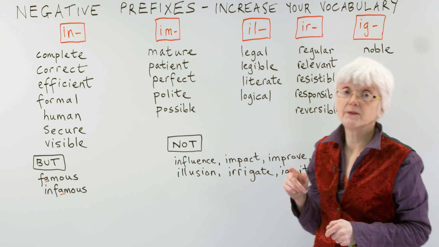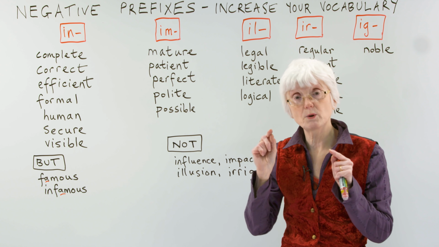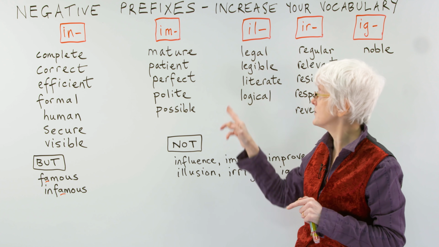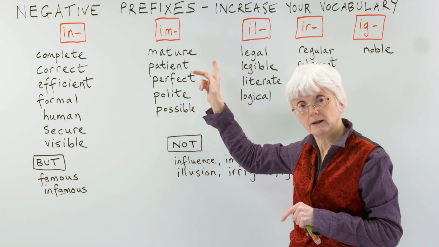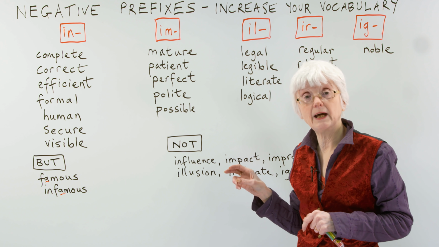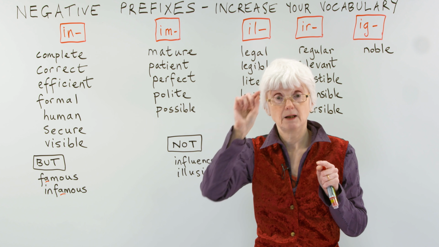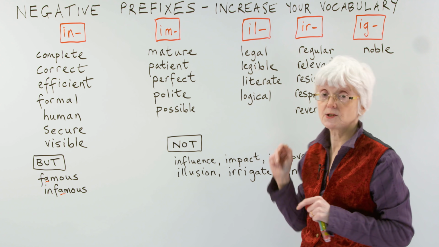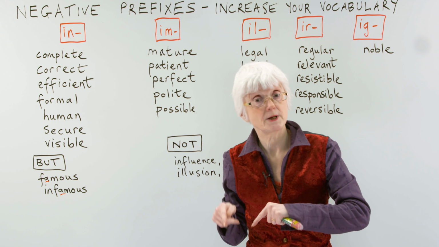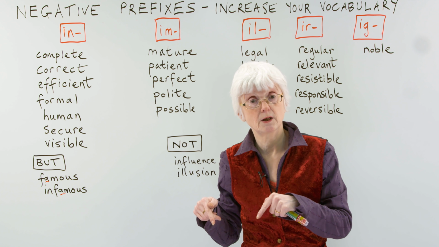Okay, so moving on to IL. So there's a good sort of clue here. A lot of the words that go with IL begin with an L, which means that you get a double L, I-double-L. So that helps you to remember which prefix to use with which word.